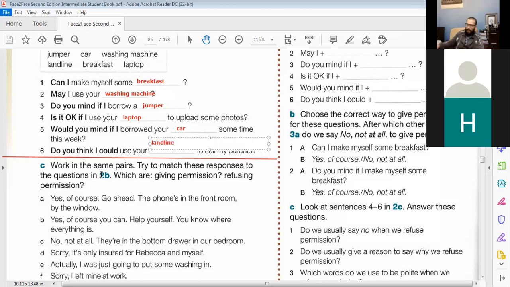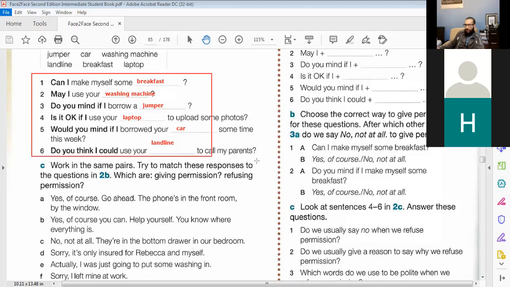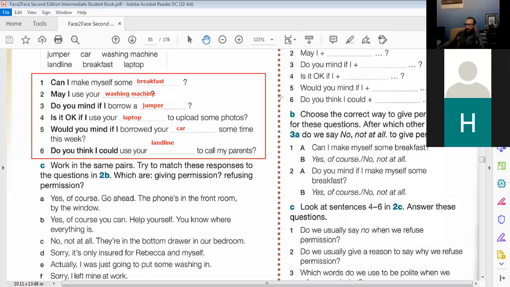And then what I want you to do now is match these 6 sentences that we just completed with A, B, C, D, E, F. All of these are questions in number 1. Let me just put them in a little box for you. So these are the questions, and these are the answers at the bottom. I'd like you to tell me what the answer was.